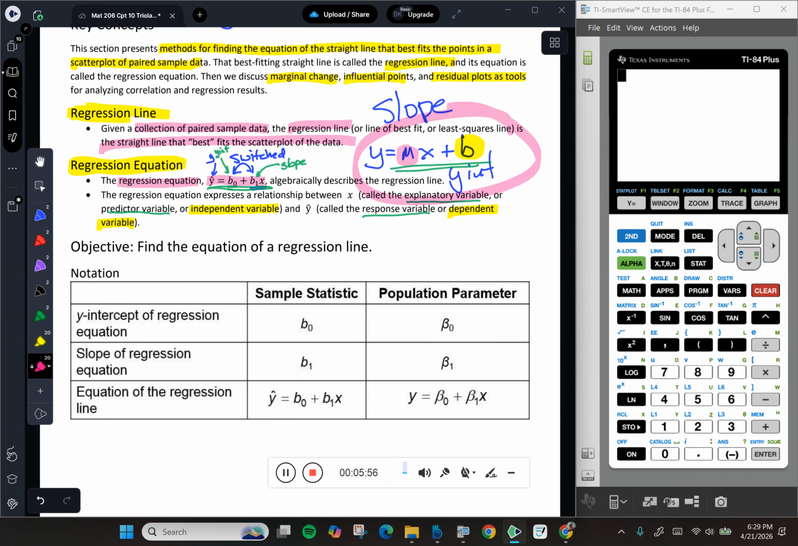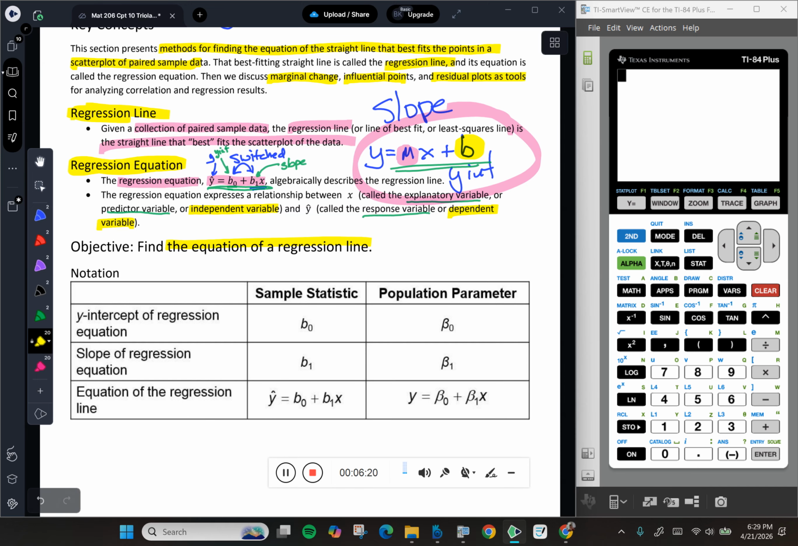Our objective in this section is to find the equation of the regression line. Now, because the objective is to find the equation of the regression line, we are going to assume that we have reason to do this, that we have run the hypothesis test, and the hypothesis test has told us that the data supports finding this relationship, finding this regression line.